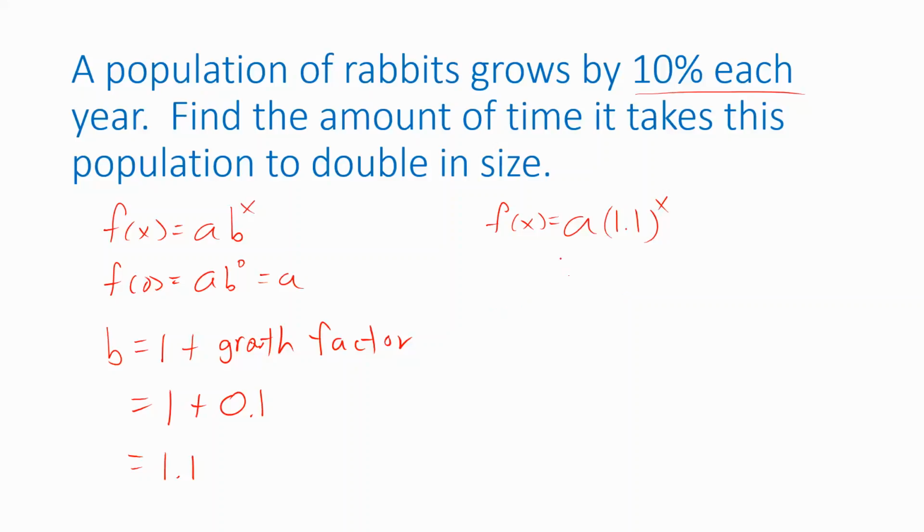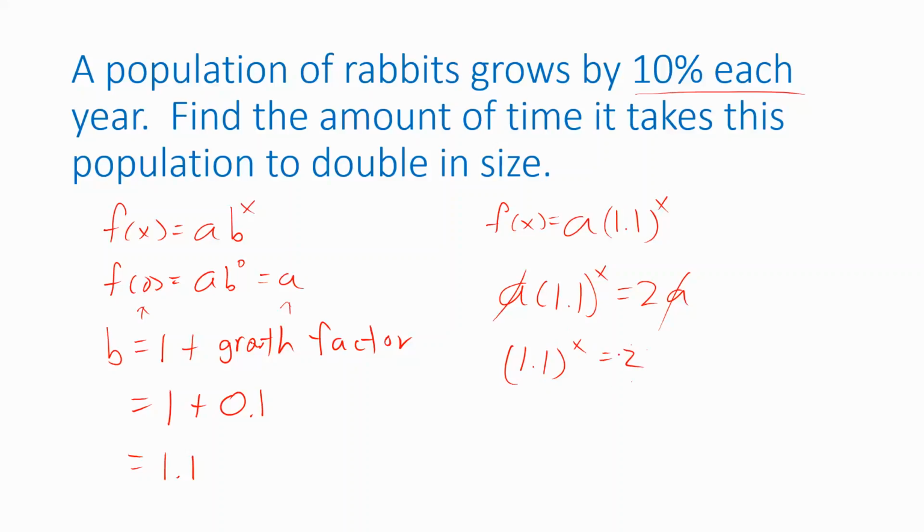And we want to know how long it'll take to double in size. Well, the initial size, when you start at time 0, is a. So if it's doubled, the value will be 2a. So we end up wanting to solve a times 1.1 to the x equals 2a. And that's perfect, because I can divide both sides by a and get the cancellation we were looking for. Now I have 1.1 raised to the x equals 2.